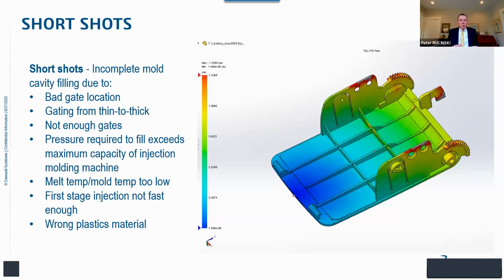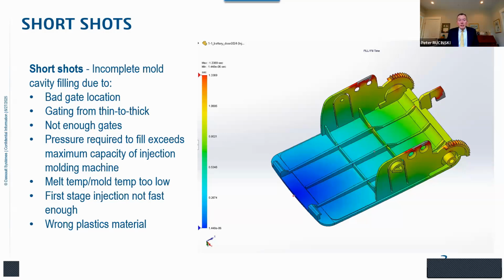The thing is, if we're not using simulation, we don't always know what the cause is, because there are multiple causes of short shots. Could be simply a bad gate location. Could be that we're gating from thin to thick and the melted plastic is cooling off, maybe even freezing, before it can fill and pack the thick sections of the part. Could be that there's just not enough gates. We're trying to fill a part with one gate, and it turns out we need two gates because of the size of the part and its geometry.